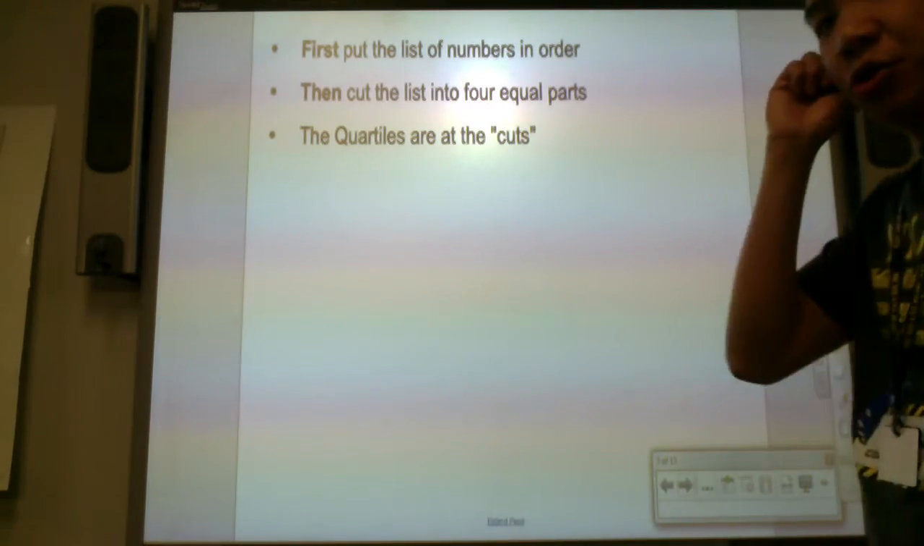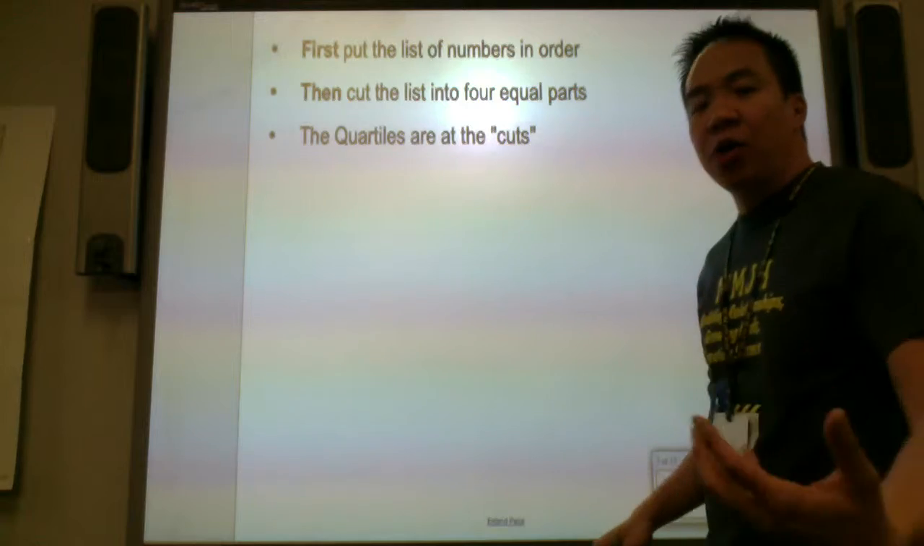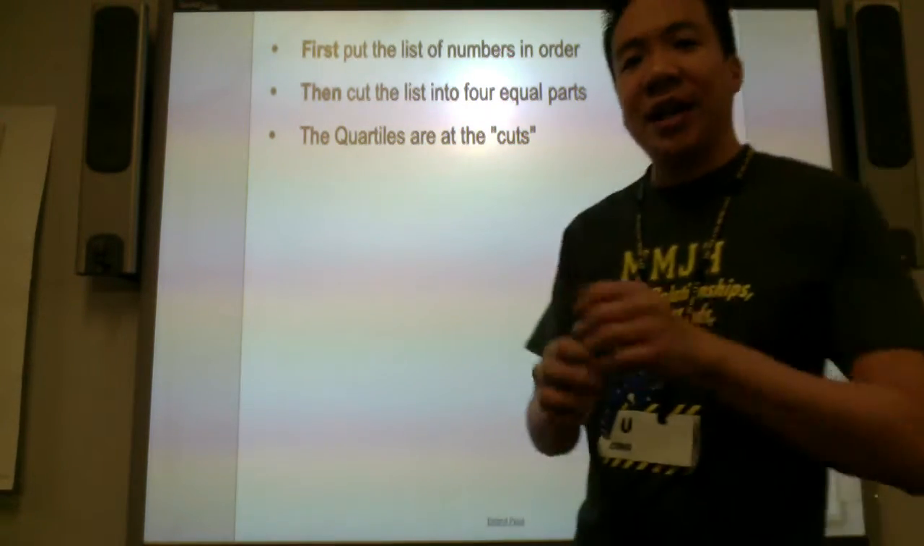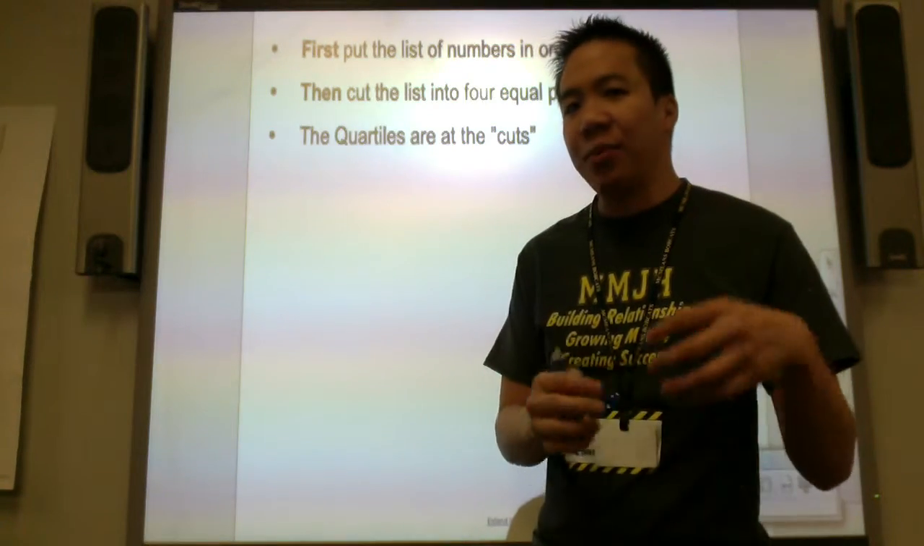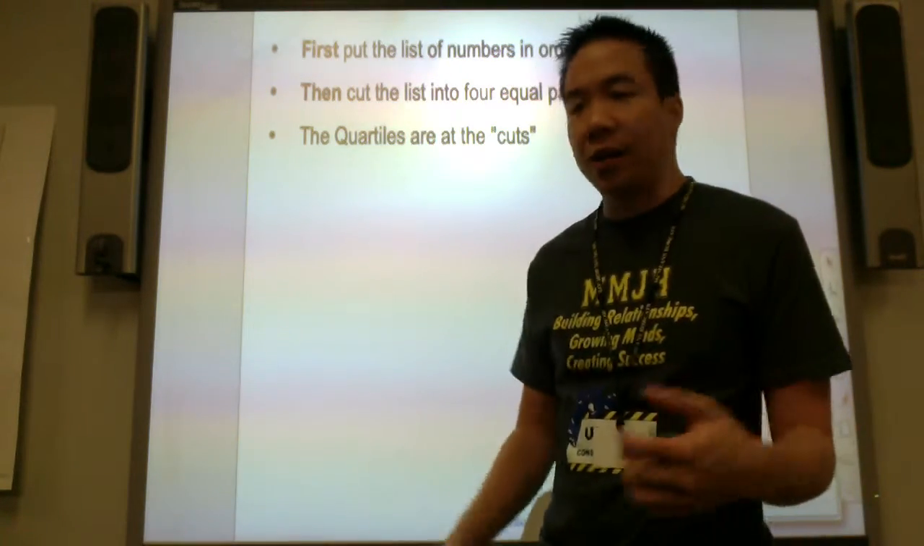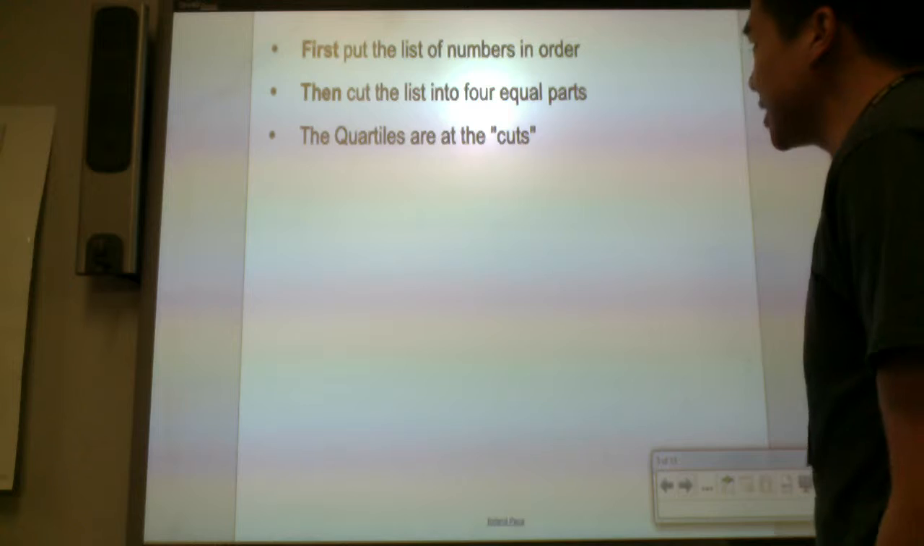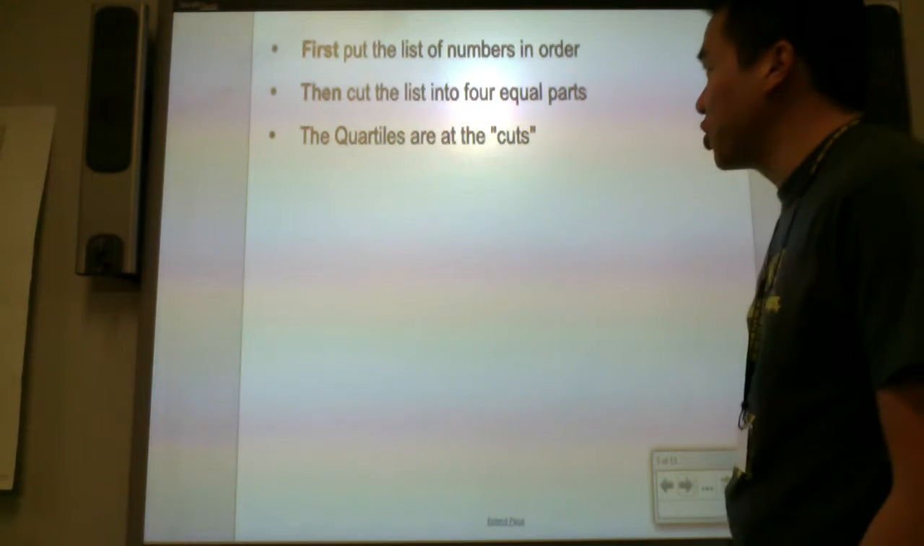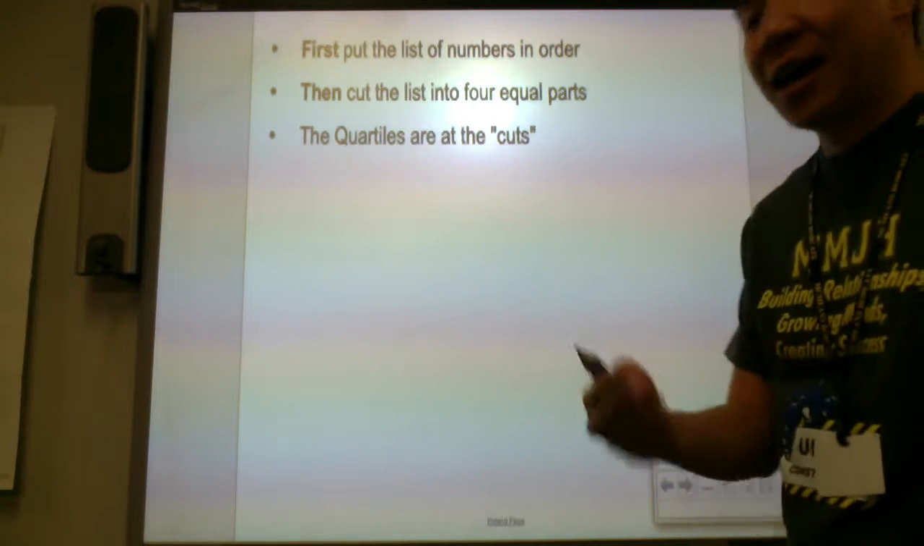So how are we going to represent the data today? What we're going to do is split the data into quartiles and describe the median of each quartile. First you put the list of numbers in order, then you cut the list into 4 equal parts. The quartiles are at the cuts.